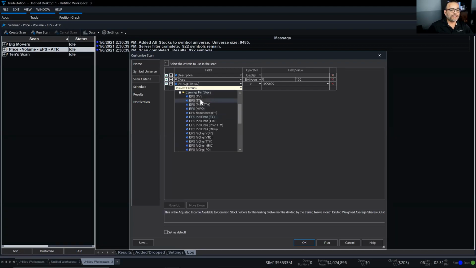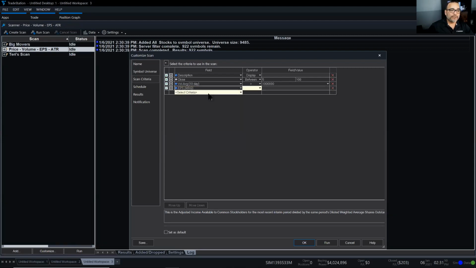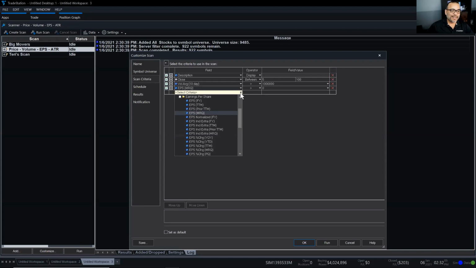I'm going to use the earnings per share MRQ, which is most recent quarter. And I want the most recent quarter to have positive earnings. So I just want to compare that to 0, and I want it to be greater than 0. And I'll do that at the same time.